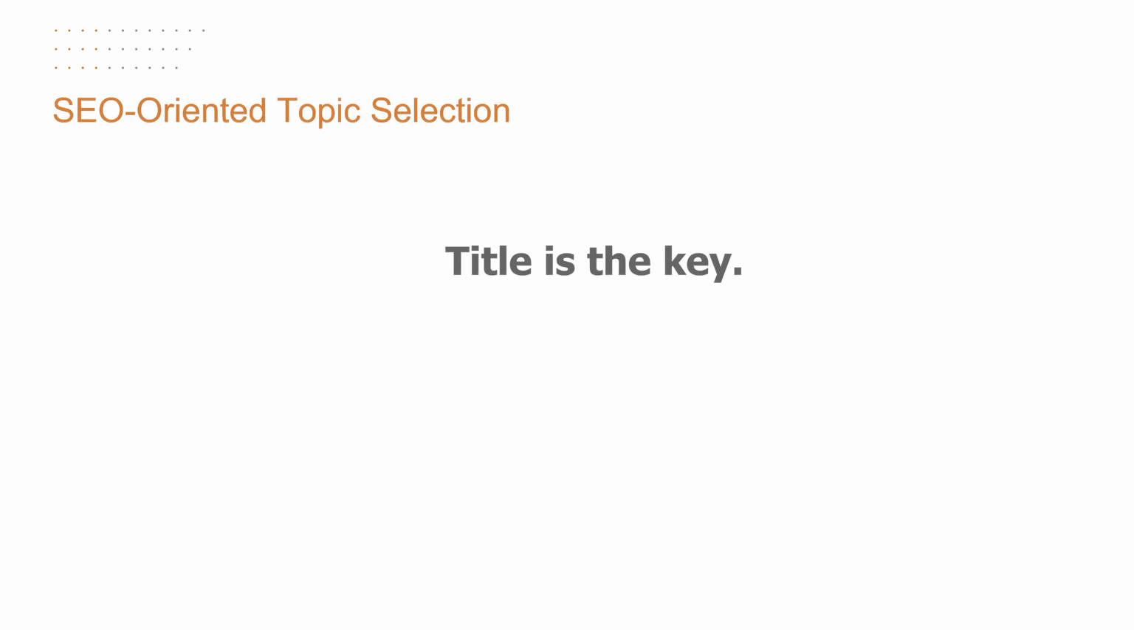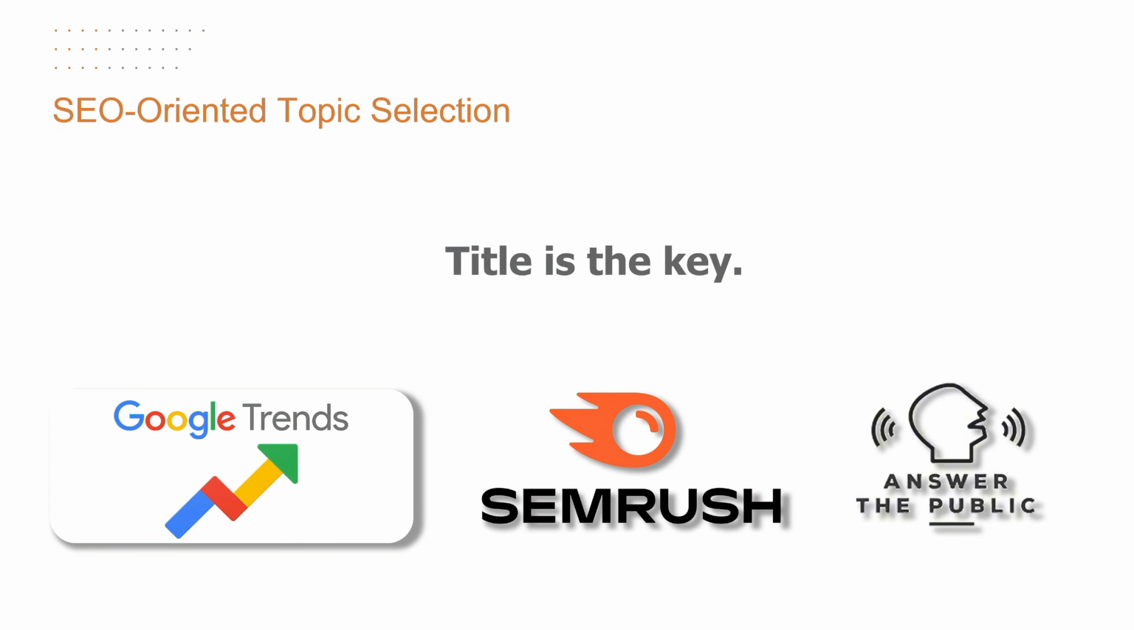Now let's talk about choosing a good topic. Your topic shows up in your title, and it really affects whether someone clicks on your article. So how do you pick one? I recommend using three tools: Google Trends, SEMrush, and Answer the Public. But before that, let's cover an important idea: long tail keywords.